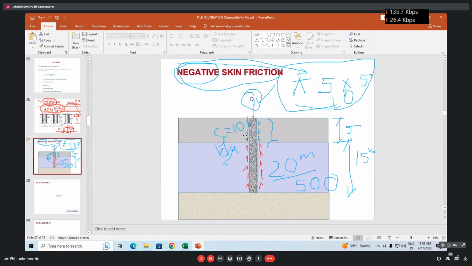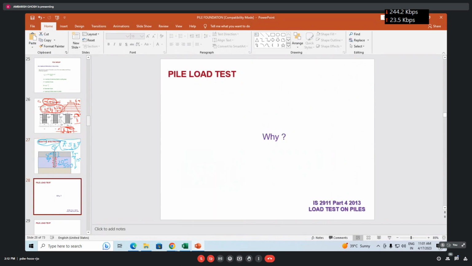Now you see that we have done the calculation of pile capacity with respect to the geotechnical soil profile, and it is based on the test results. Now there is a necessity of checking what exactly we are getting in the field. For that, in each soil report it is recommended that a pile load test has to be carried out. So the next part is the pile load test.